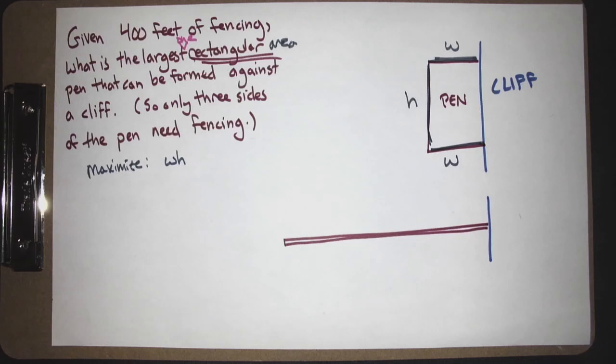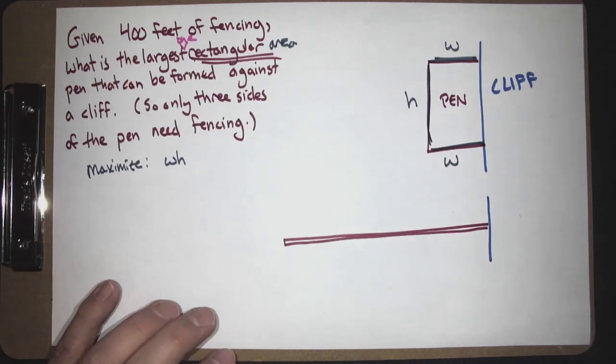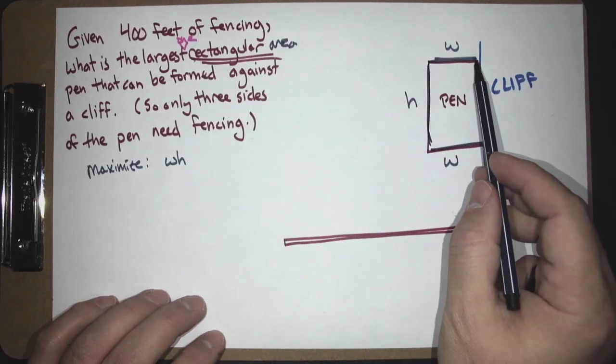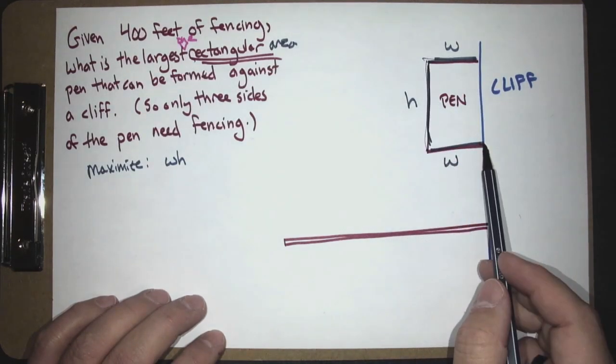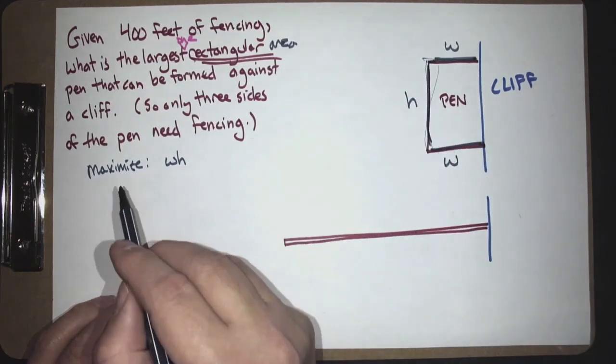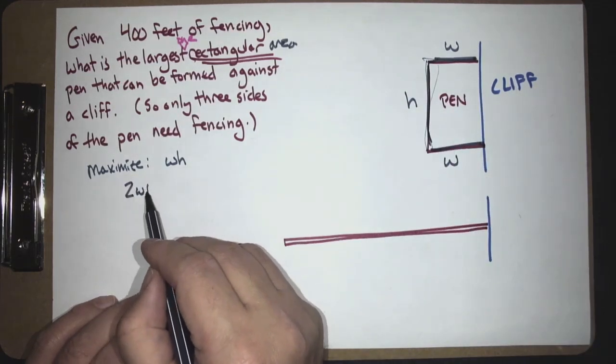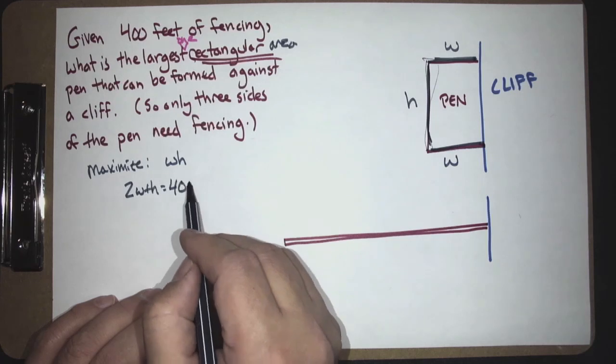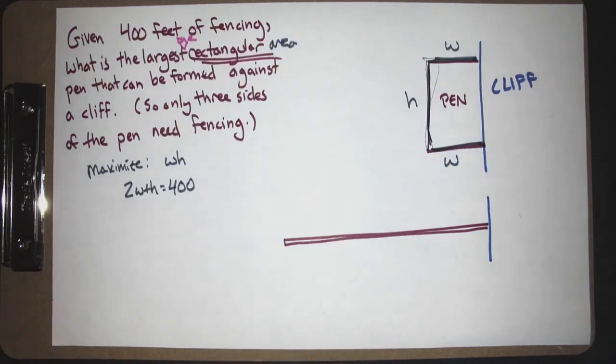We only have 400 feet. So what does that tell us? If we add up these 3 sides, that has to be 400. So 2W plus H has to be 400. Now you might say, well, could I use less? You could, but you'd get something smaller. So we really are after using every piece of fencing available.